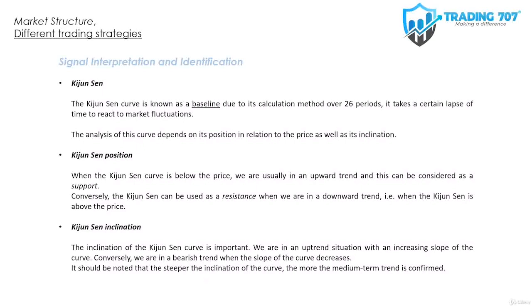The inclination of the Kijun-sen curve is important. We are in an uptrend situation with an increasing slope of the curve. Conversely, we are in a bearish trend when the slope of the curve decreases. It should be noted that the steeper the inclination of the curve, the more the medium-term trend is confirmed.